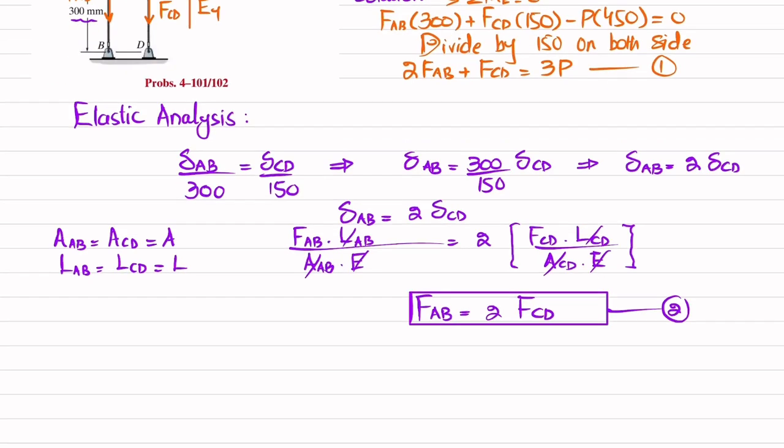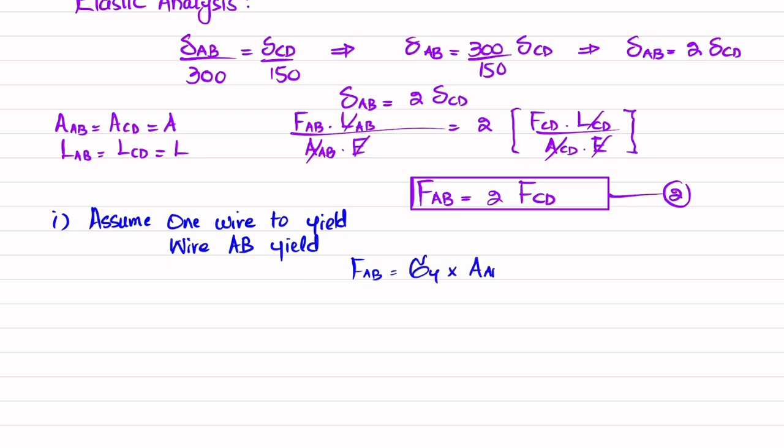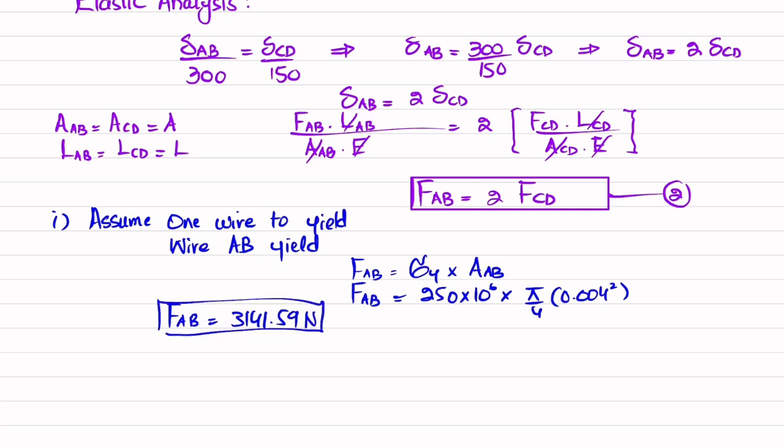Now what we will do is that our first part is to assume one wire to yield. So we will assume that wire AB will yield. Why? Because in the previous problem we have seen that wire AB yields. So the force in AB will be equal to yield stress multiplied by area of AB. Yield stress is 250 megapascal, so 250 into 10 to the power 3 multiplied by area pi by 4, diameter is 0.004 square. So when you calculate it, you will get force in AB equal to 3141.59 Newton. So this is the value of force in wire AB.